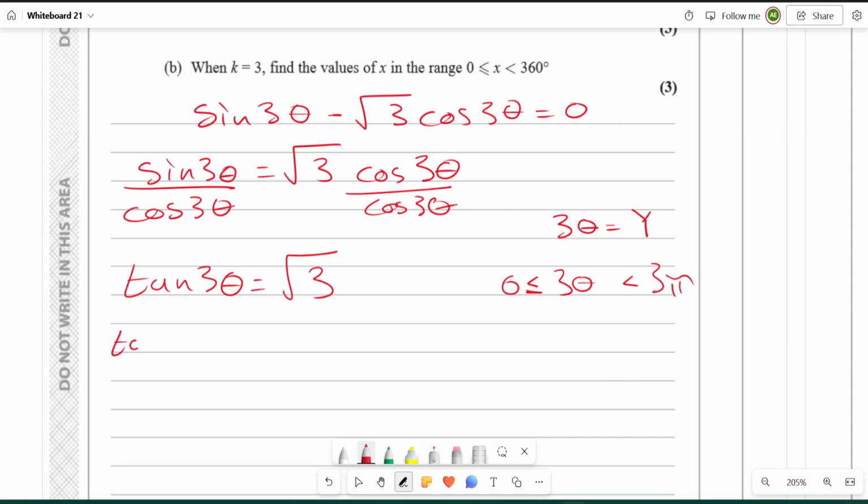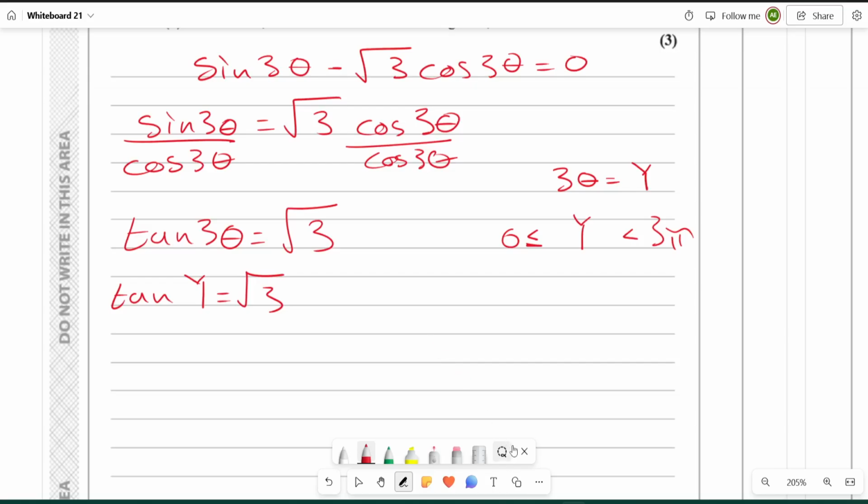Now my equation goes like this: tan y equals root 3, and instead of 3 theta, I'm just going to put in y. For this range, this is a whole new equation that I created to solve, and then we're going to change from y to theta later on. So to solve this, I'm going to do shift tan root 3. I'm going to get my first answer, which is pi over 3. So y is equal to pi over 3. That is the first answer, and my range here is huge.